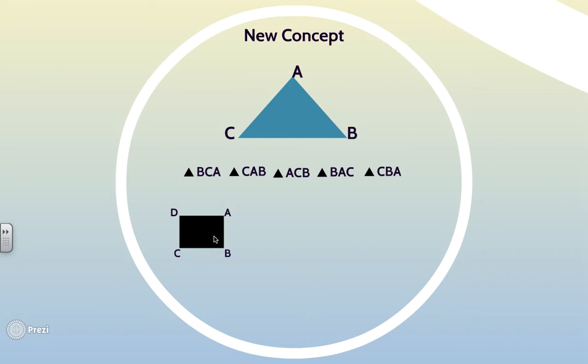When we do a rectangle or square or some sort of quadrilateral, you would name it ADCB, and it has to be in order. You couldn't skip and go ACBD. It has to go in order as it follows the perimeter of the shape. So that's your new concept for today.